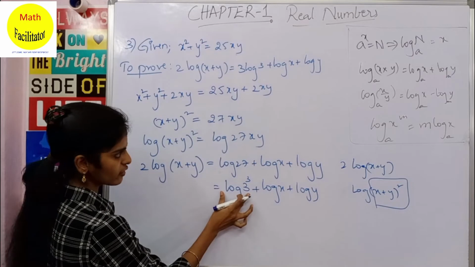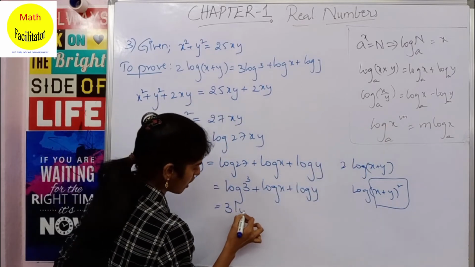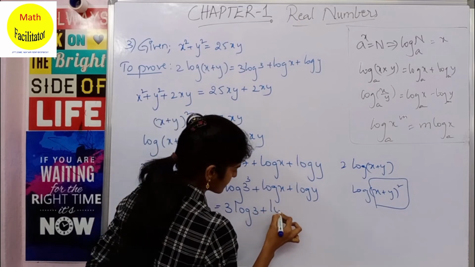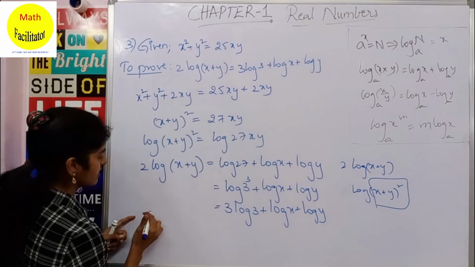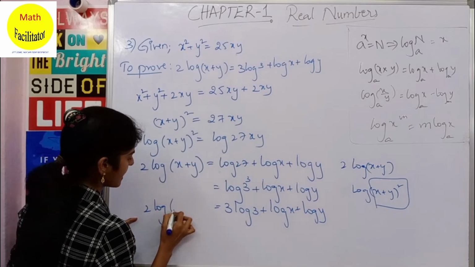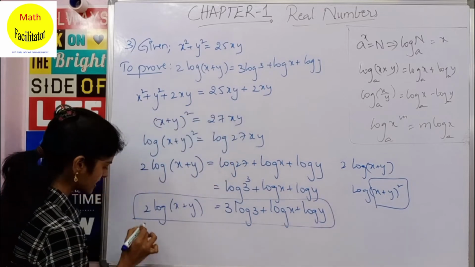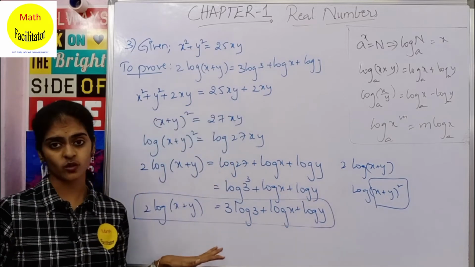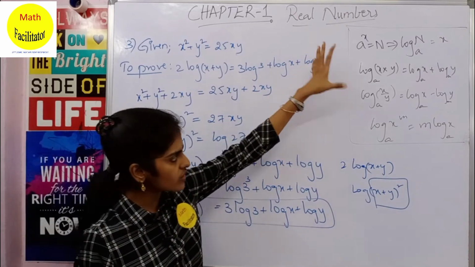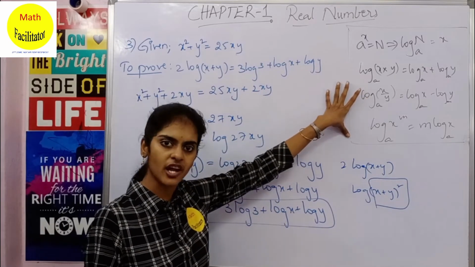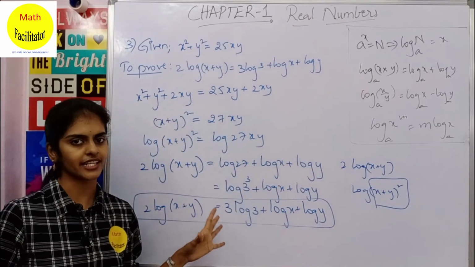Now this is again of this form. Yes, so the power comes here. So 3 log 3 plus log x plus log y. Now what is the LHS? It is 2 log (x + y). So this is what we have to prove. Clear? So this is a 4 marker. Logarithms are scoring, but since it is a new topic for you, you need a little practice. That's it. And only these formulas, these identities you have to remember. And these are limited model problems which you will get in your board exams.